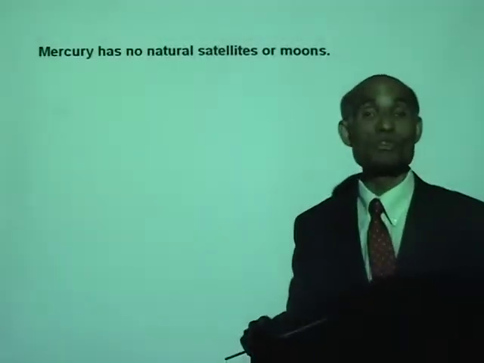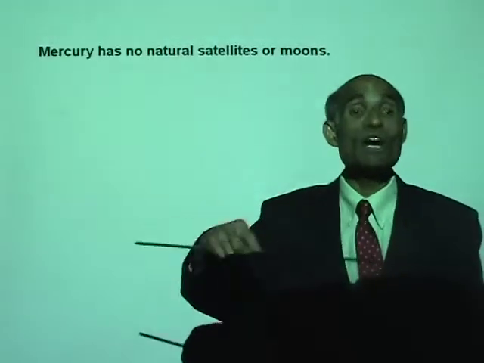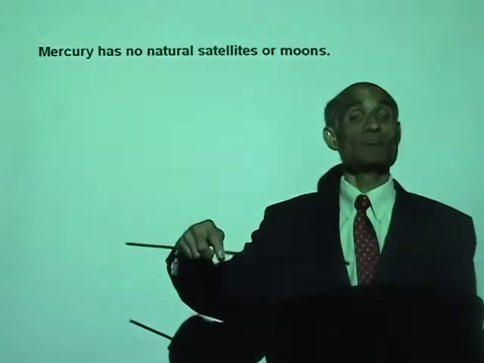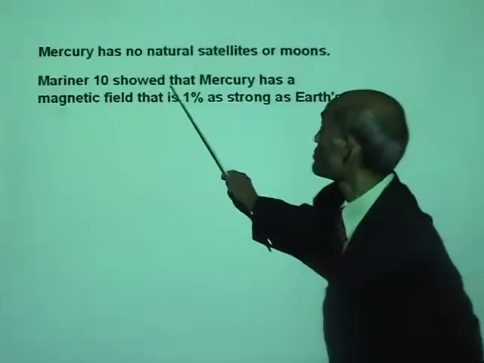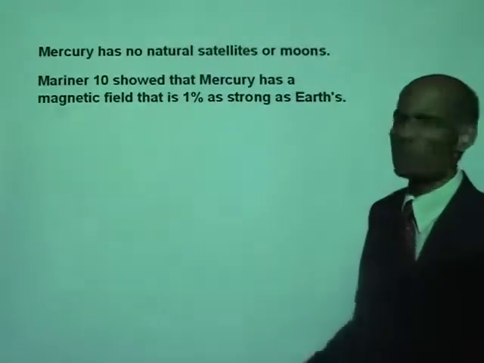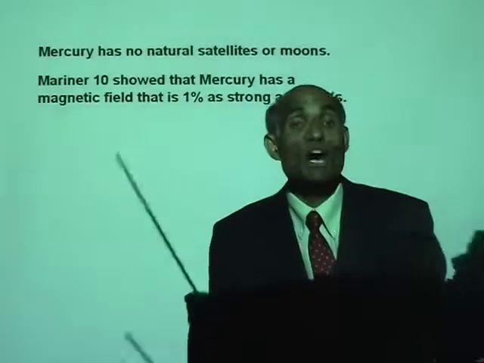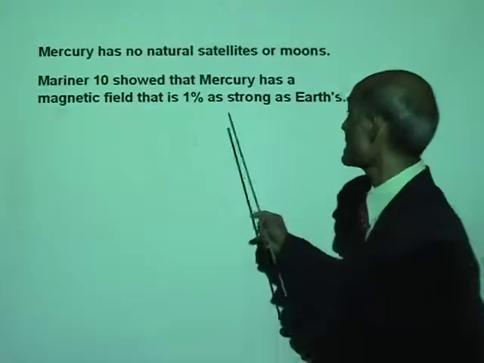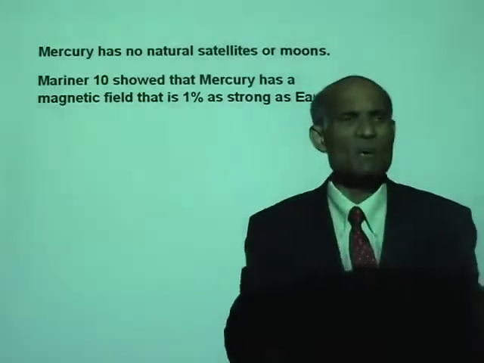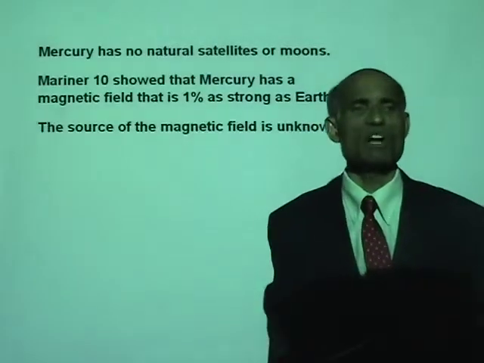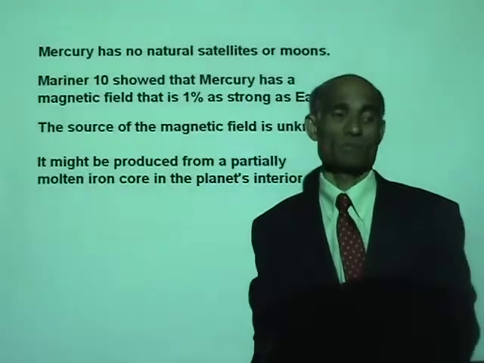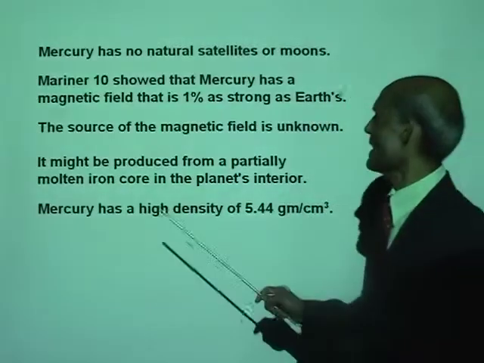Mercury has no natural satellite. Our Earth has one moon. Mercury has no moons. Now, Mariner 10 showed that Mercury has a magnetic field, like Earth has a magnetic field, but it is a very, very weak magnetic field. And the source of that is not known. Well, we can leave it at that.